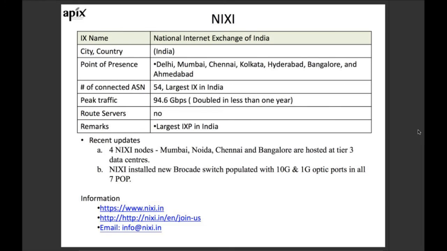Nixie has 1, 2, 3, 4, 5, 6, 7 points of presence, and 94 ASNs connected. The recent update is four new nodes in Mumbai, Noida, and so on. And Nixie installed new brokerage switches. Okay, so contact is here.